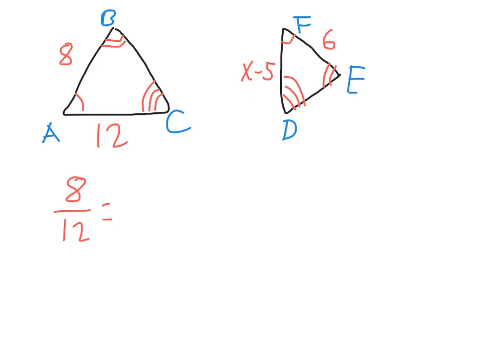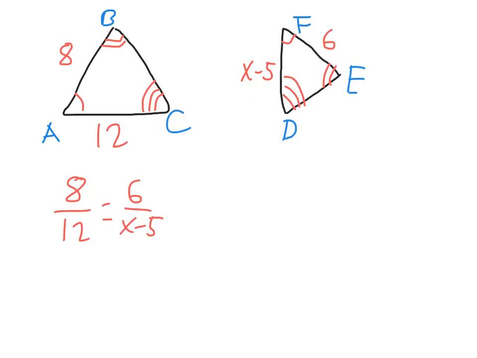So we have, notice this is, call it angle 1 and angle 2. So angle 1 and angle 2, those correspond. So 8 corresponds to 6. And 12, the angle 1 and angle 3, corresponds to x minus 5, angle 1 and angle 3. So you have to make sure that they correspond correctly. Then it's a proportion, so you solve.